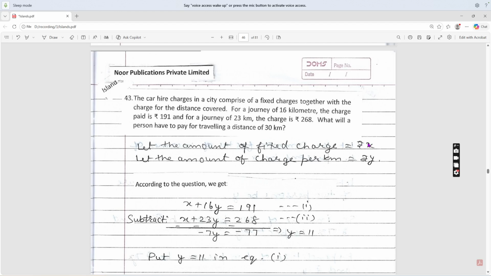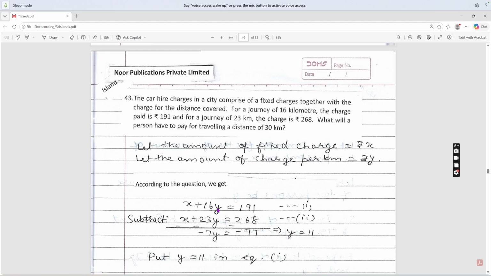Let the amount of fixed charges be x rupees. Let the amount of charges per kilometer be y rupees. As per the condition, firstly we have to pay 191, then we have to pay 268. In 191, our journey is 16 kilometers. In 268, our journey is 23 kilometers.